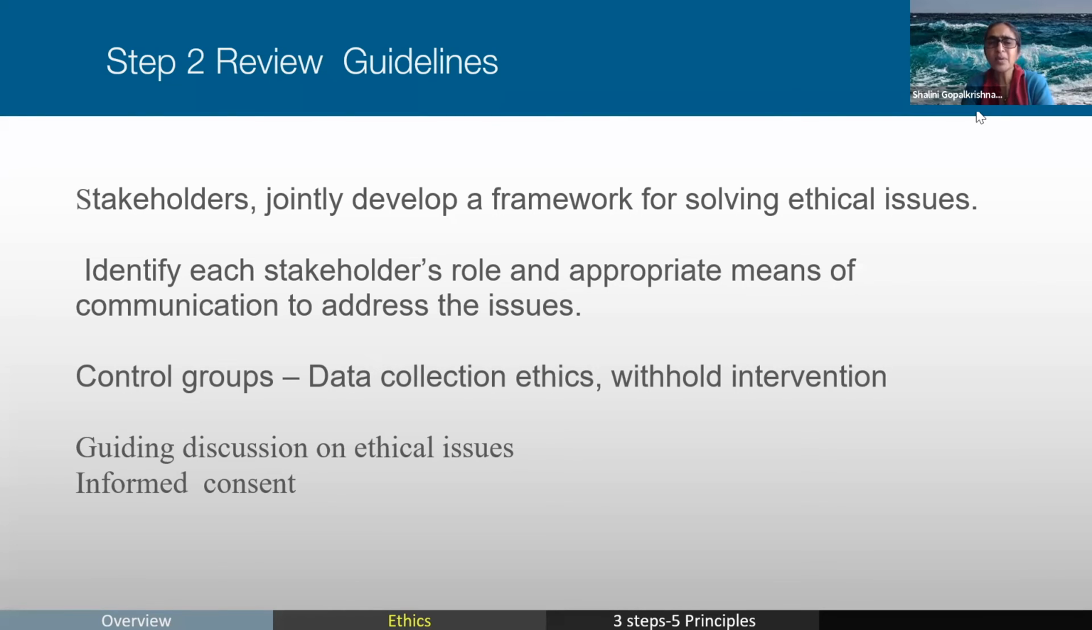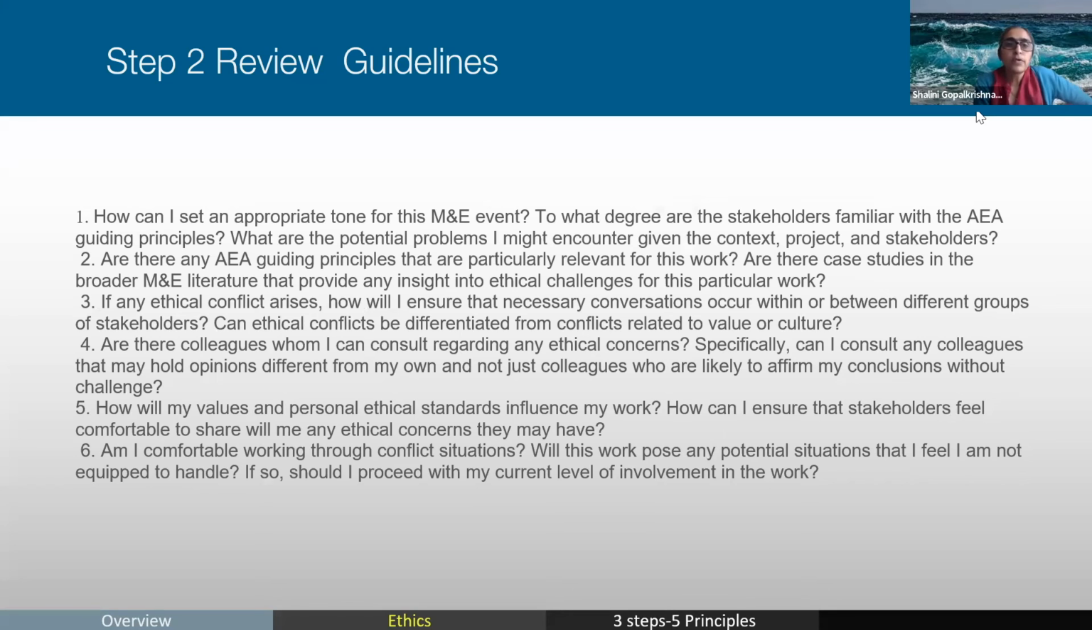So now you'll say, okay, this is all very nice. You can just tell me, have a discussion, but what do I ask? What do I say? How do I do it? So when you're doing the review of guidelines, you have to think through these 6 questions. How am I setting the tone for them in the event? Are the stakeholders aware of the AEA guiding principles? What are the problems I might encounter? Okay, so you should spend hours and hours thinking through all these things.